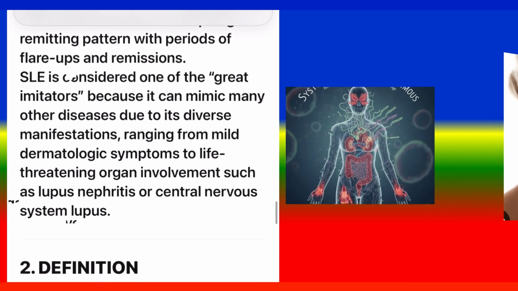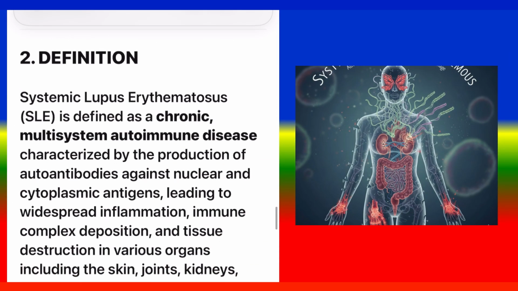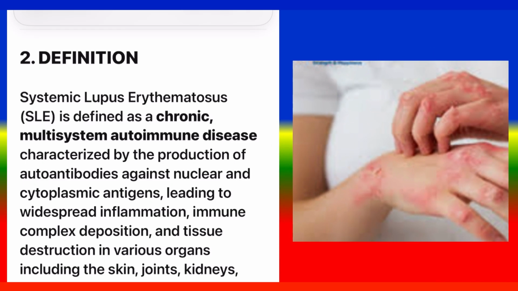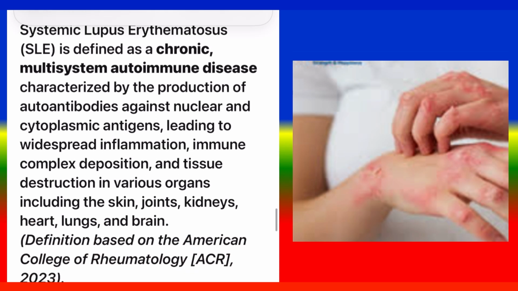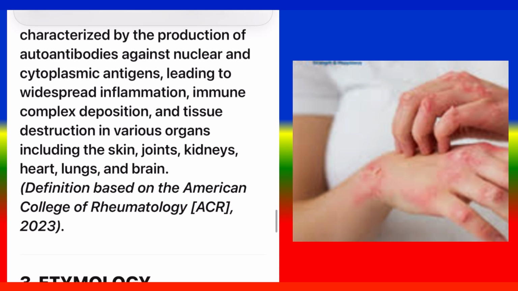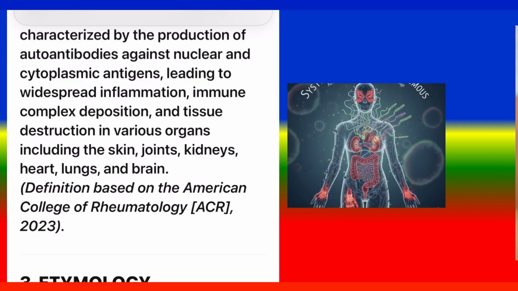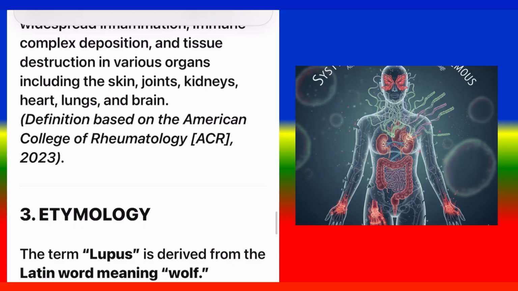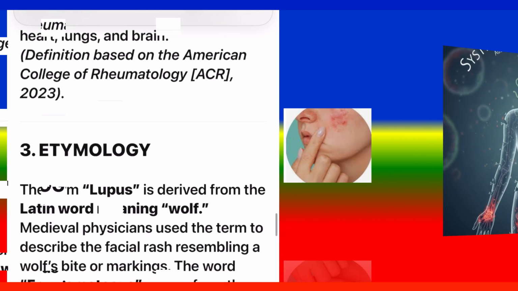2. Definition. Systemic lupus erythematosus, SLE, is defined as a chronic, multi-system autoimmune disease characterized by the production of autoantibodies against nuclear and cytoplasmic antigens, leading to widespread inflammation, immune complex deposition, and tissue destruction in various organs, including the skin, joints, kidneys, heart, lungs, and brain. Definition based on the American College of Rheumatology, 2023.